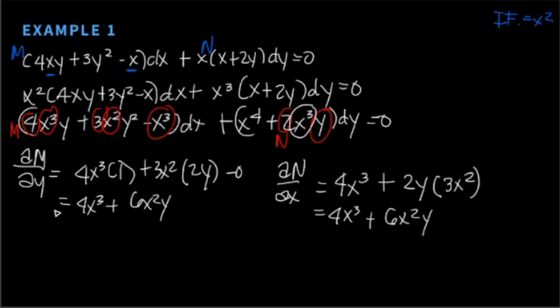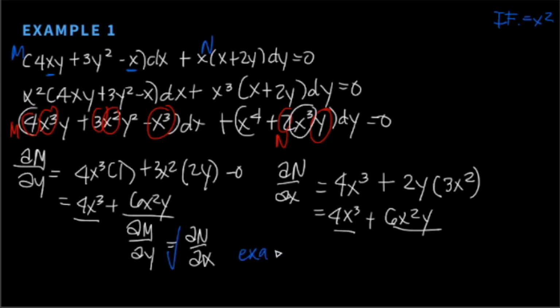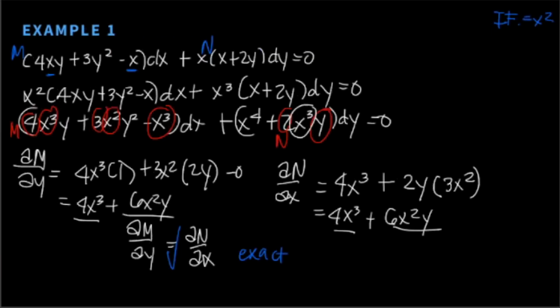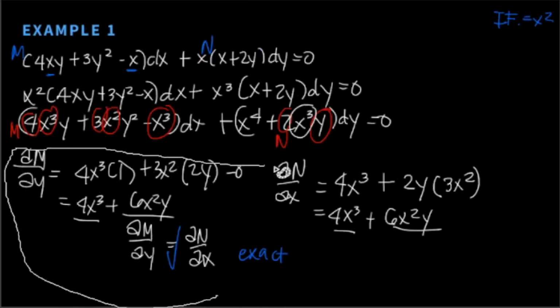So, check natin kung equal ba yung dM over dy sa dN over dx. So, 4x cubed plus 6x squared y, 6x squared y. Therefore, this equation is exact na. So, ngayon na exact equation na siya, proceed na tayo. Step 5, proceed tayo sa solving using steps in solving exact equations. So, at this point, isa-solve lang natin siya na parang exact equation siya.